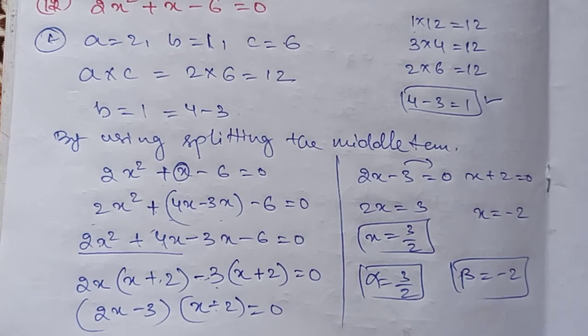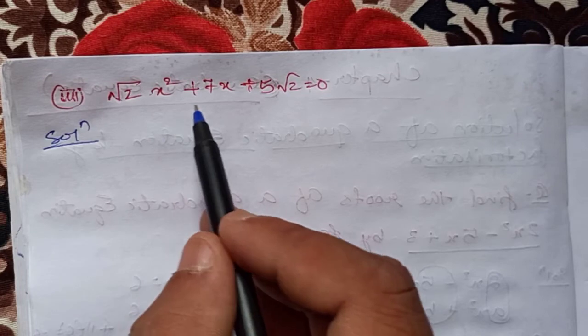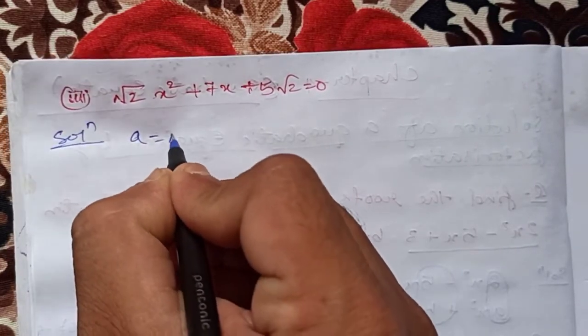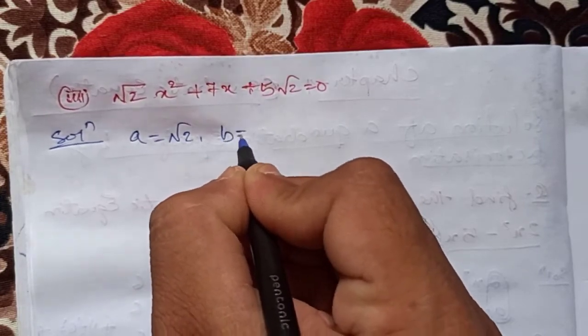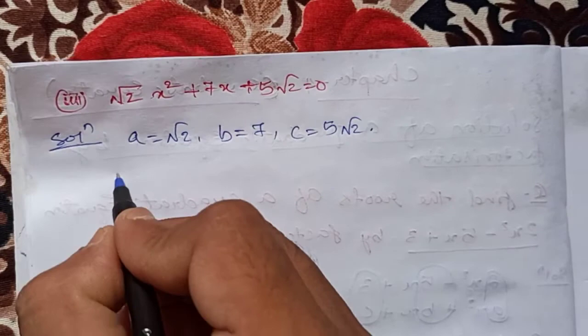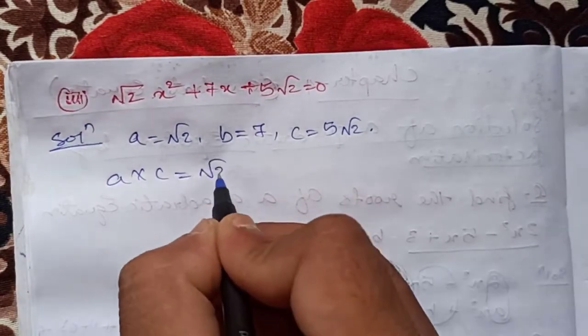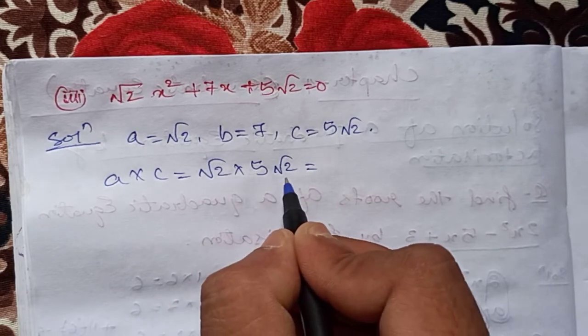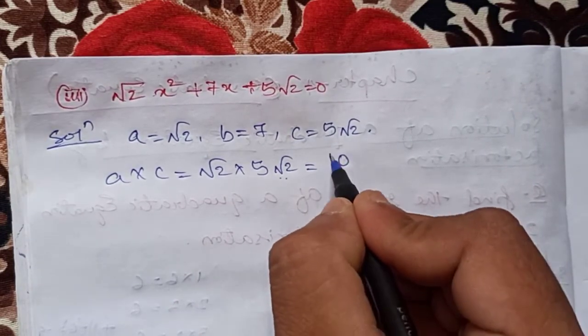quadratic equation. Next bit, the third bit question is given root 2x square plus 7x plus 5 root 2. So first of all we will write what is a: a is root 2, b is 7, c is 5 root 2. Multiply a into c, root 2 into 5 root 2 will give us root 2 into root 2 is 2, 2 5s are 10, we will get.